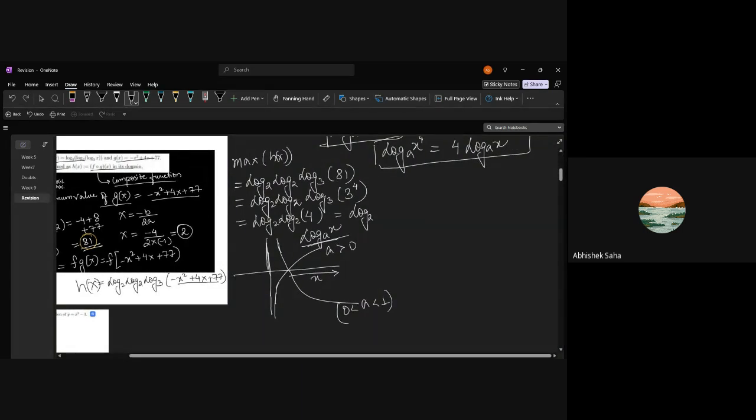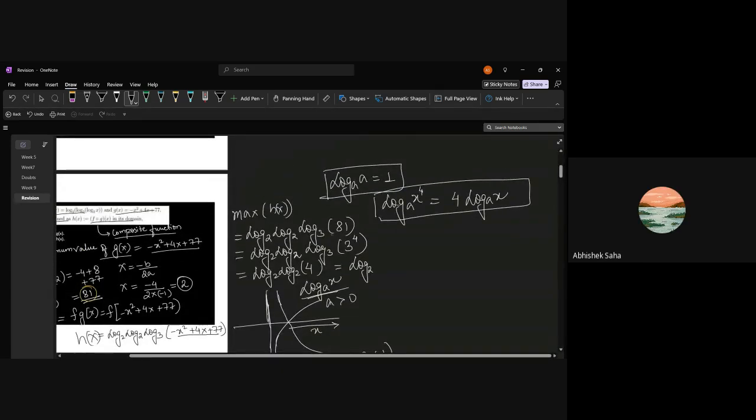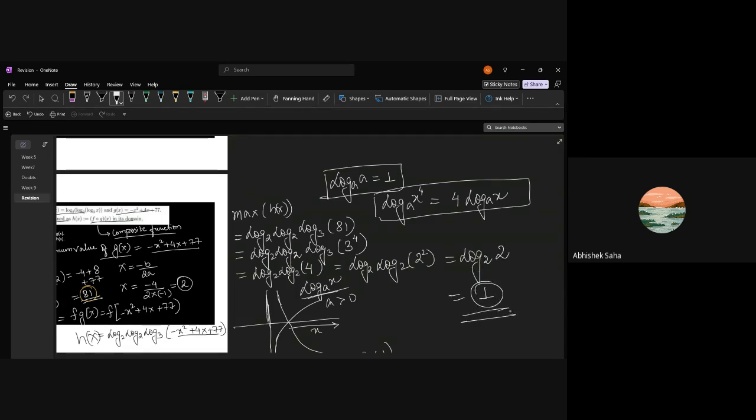And now from 81, we can write 81 as 3 to the power 4. So we have taken 4 outside the log, and you already know that log base a of a is 1. So we have used that concept, that identity and that formula. So now we will get 4 log base 2 of 3... so we have 4, so log base 2 of 4 we can write as 2 to the power 2. Now 2 will come outside, log of 2 base 2 is equal to 1. So 1 is the answer. The maximum value of h(x) is 1.